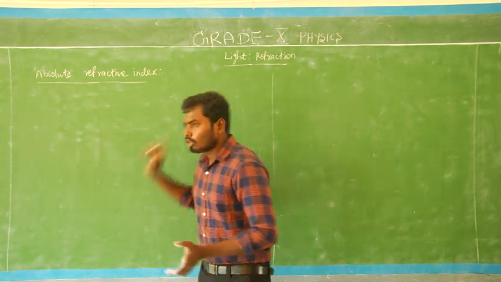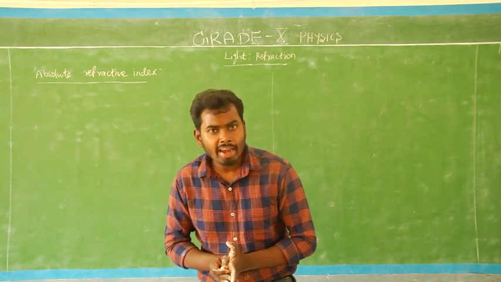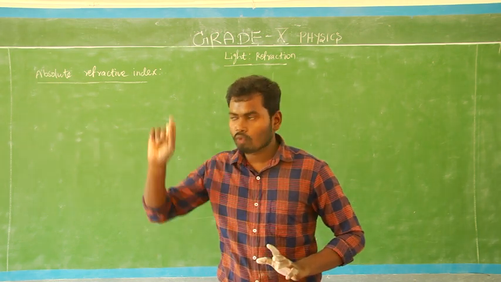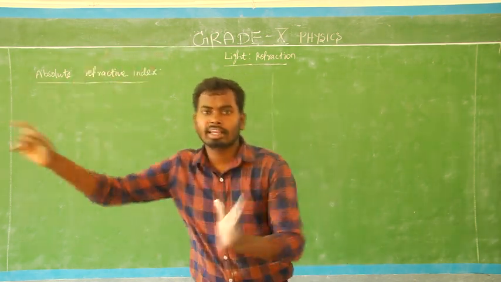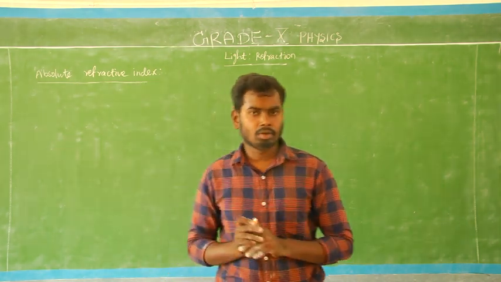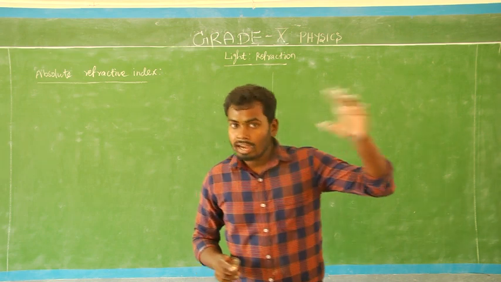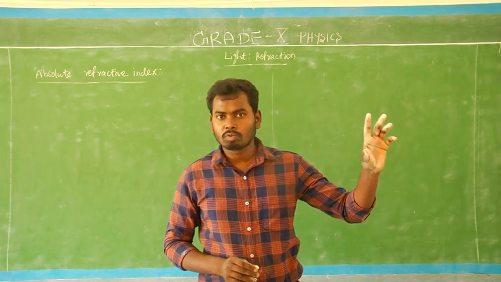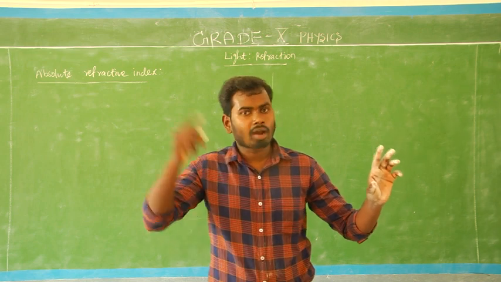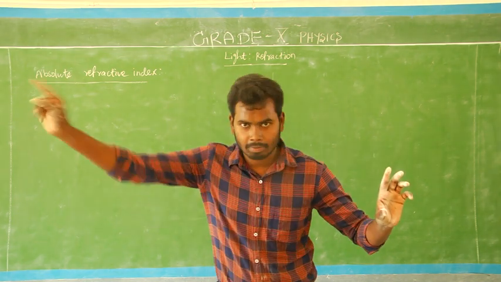But in absolute refractive index, light goes from vacuum into another medium. Is it understood? So vacuum or air into another medium, that is called absolute refractive index. Very simple, don't be confused. In relative refractive index, light goes from one medium to another medium except vacuum or air, which means air should not be there.